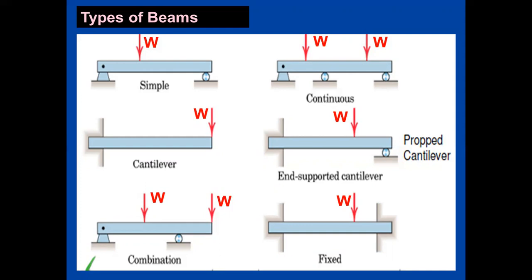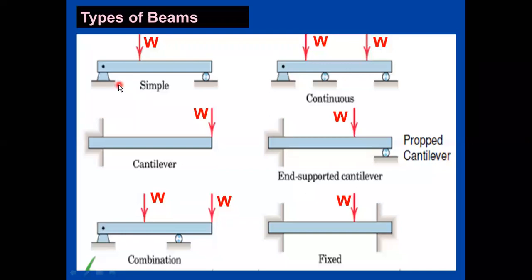So when both the action and the reaction have been balanced, then we can expect the equilibrium state in a structural member. Here we are seeing that there are different kinds of beams I am showing. The first one is a simply supported beam. We'll discuss what we mean by simply supported beam.